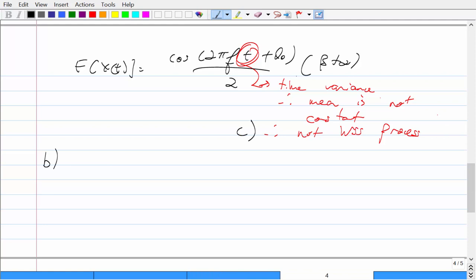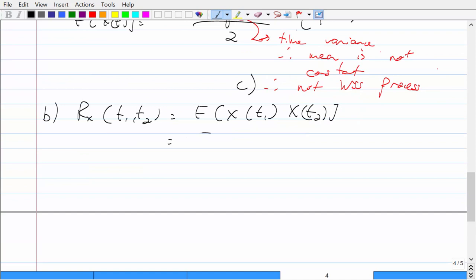For B, you have to calculate the autocorrelation between two time instances of this random process. It's basically the expected value of the two time instances that are sampled for this random process. So the expected value becomes A cosine 2 pi f, not fc, just f by itself, at the time instance t1, multiplied by another time instance, t2, and still the same phase theta 0.